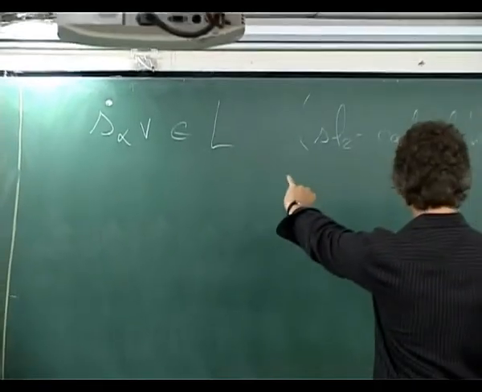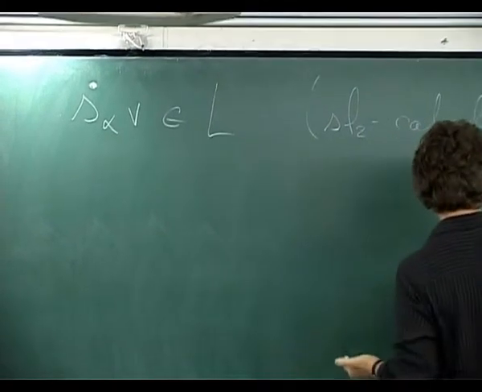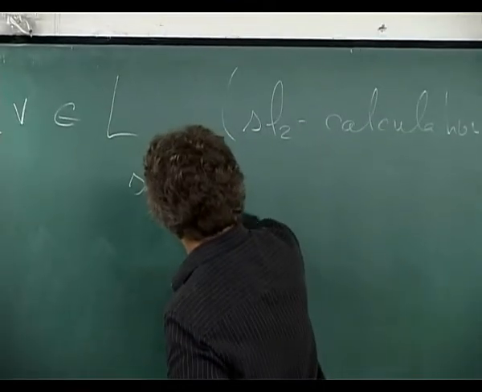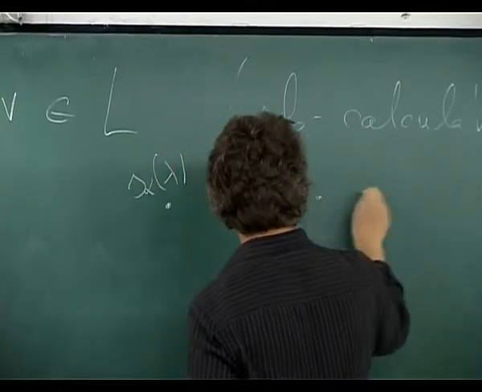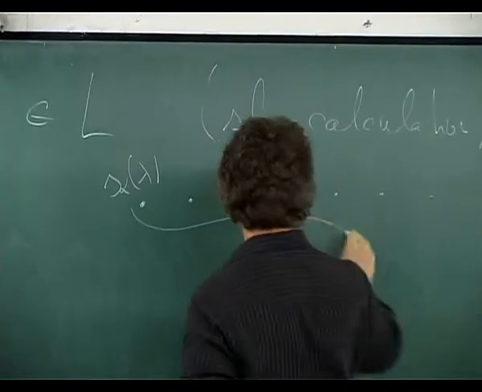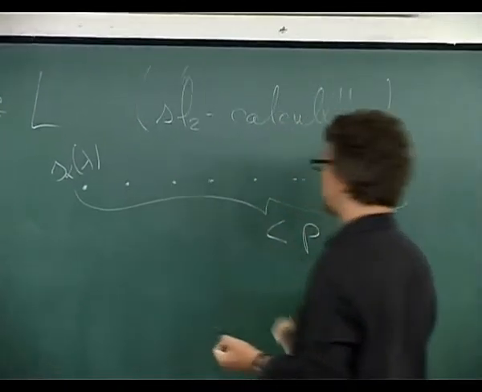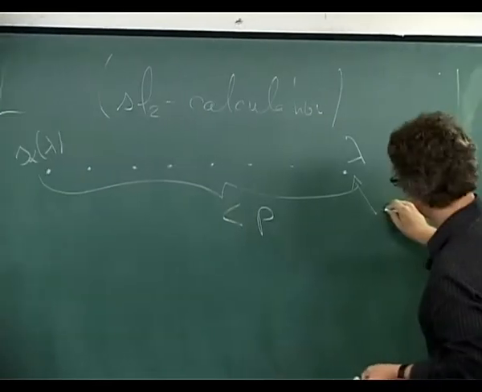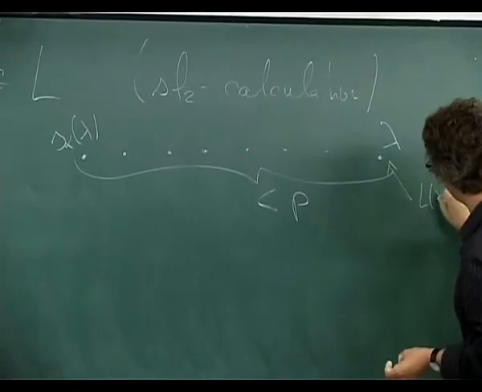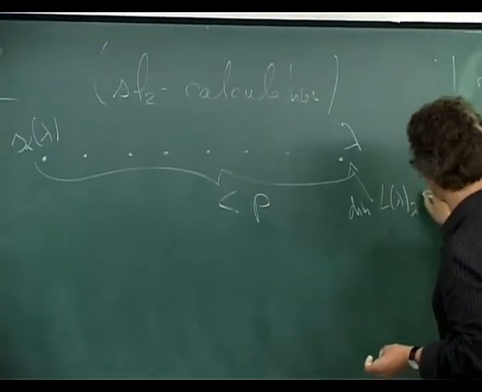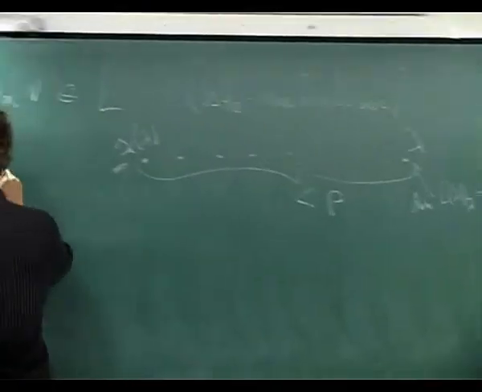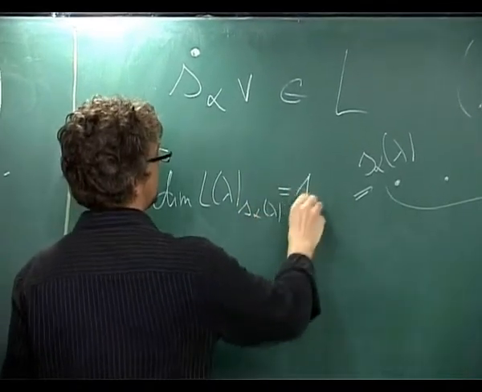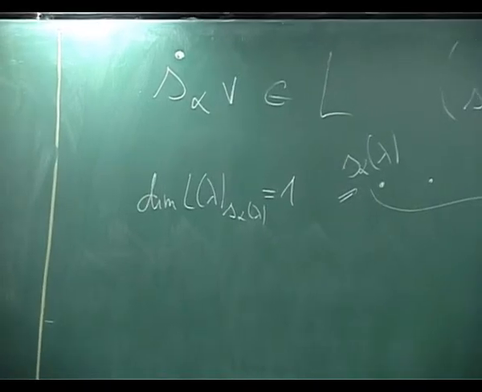What if we take a simple root? Then I claim it's an SL2 calculation. If you have the weight lambda here, you have the weight S alpha lambda here, and the distance between these two is smaller than P. The dimension of L lambda lambda is 1, and by invariance, the dimension of L lambda S alpha lambda is 1 as well, by W invariance of the character.